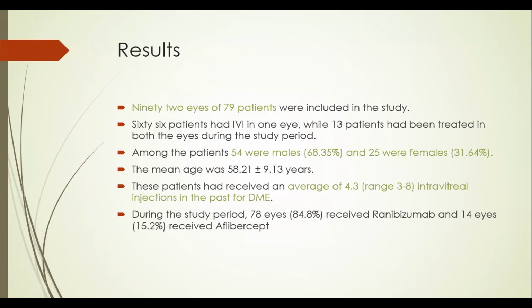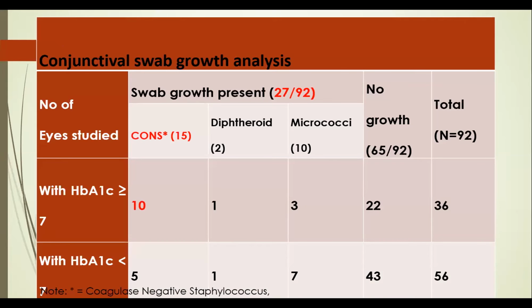The average age of the patients was around 58 years, and the average number of injections that they had received before the start of the study was around 4. During the study period, 78 eyes received intravitreal ranibizumab, and 14 eyes were given intravitreal aflibercept injection.